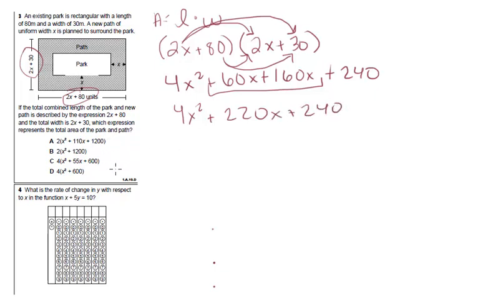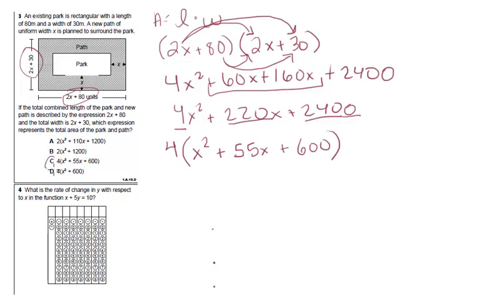Now, this doesn't match any of our answer choices, but I can see that the answer choices have factored out a common factor. So if I look at these coefficients, they have a common factor of 4. So if I take that out, we factor out that common factor. 220 divided by 4 is 55. And actually, I did this wrong. 80 times 30 is 2,400. So if I factor out a 4, 2,400 divided by 4 is 600. That is answer choice C.